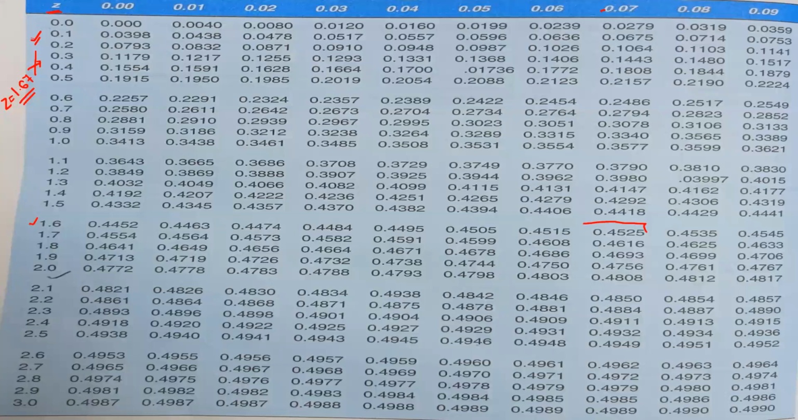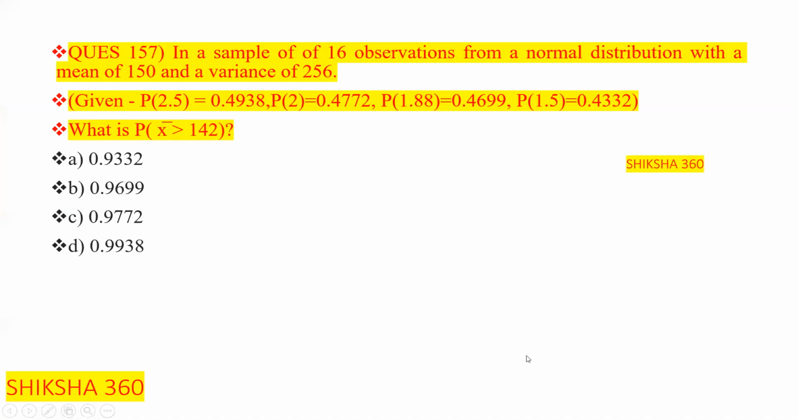Let's try to understand what the question says. If you are able to understand one question, you will definitely be able to answer the other questions also. So let's start with the first question. In a sample of 16 observations, here n is equal to 16, from a normal distribution with a mean of 150 and a variance of 256.